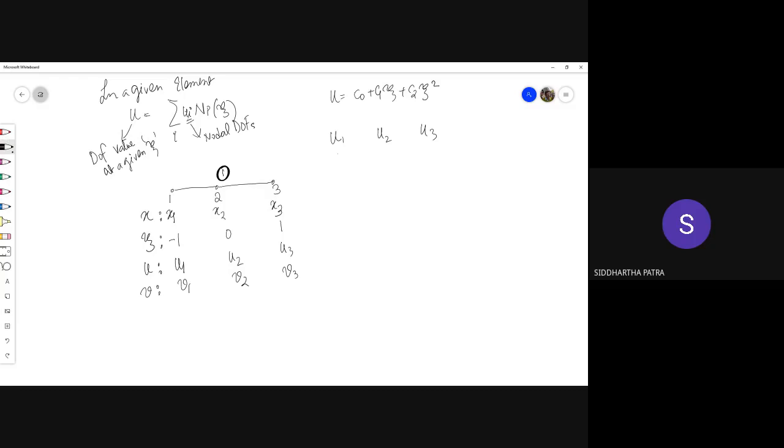Okay, so now what we do is we will try to define the shape functions. So these are the basic properties of the shape functions. If I would like to evaluate any shape function at any node, this is the formula.